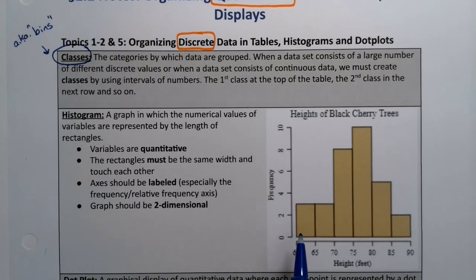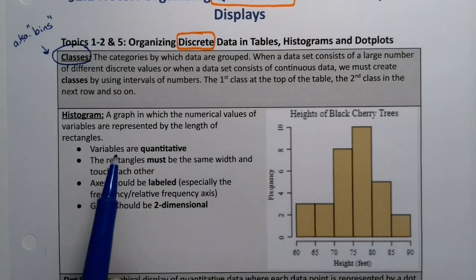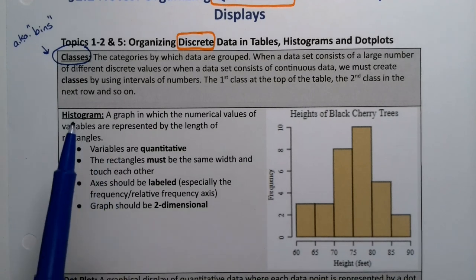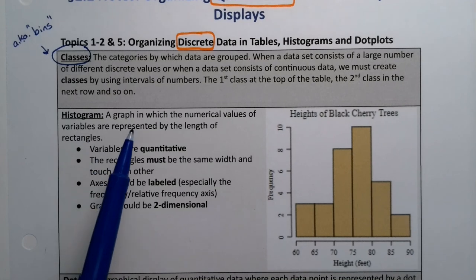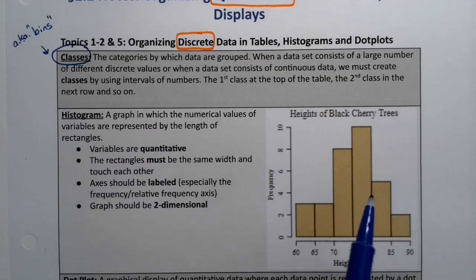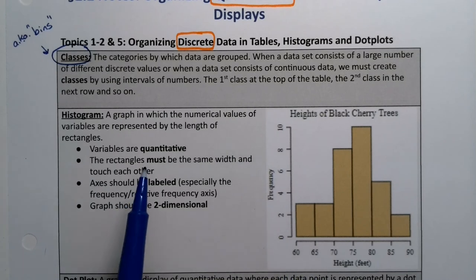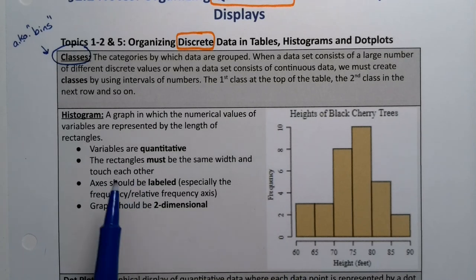So you can see here, 60 to 65 is one bin, 65 to 70 is another bin, 70 to 75 is a bin, and so on. Those are the bins. And a histogram looks like a bar chart, but it's not quite a bar chart. It's a graph with vertical bars where the variables are quantitative down here. So that's quantitative data for the height part. The rectangles are the same width, the axes should be labeled, and the graph should be two-dimensional. So you can see it's very similar to a bar chart.